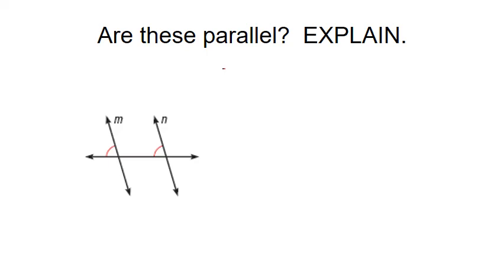In our next example here, we have the lines M and N again, and we have it being cut by a transversal. We have this red angle and this red angle, and we know that they're congruent given that the slash marks are shown.